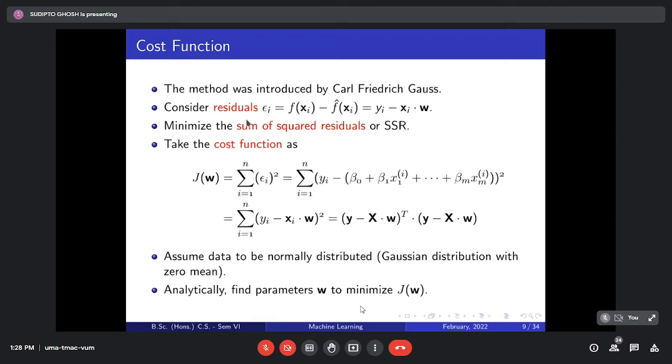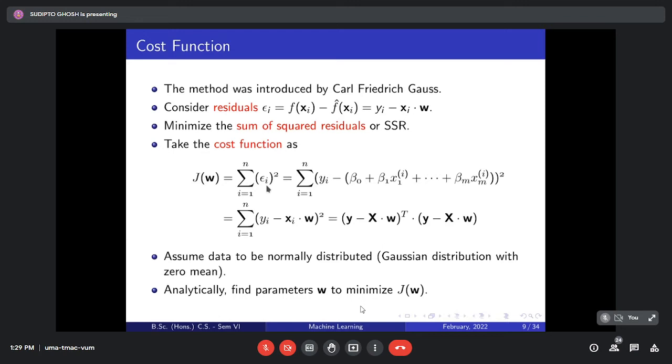Our job is to consider the sum of squared residuals. That just means take the square of each such residual and then sum it up. That will be called the sum of squared residuals, or residual sum of squares. It is called SSR or RSS, whatever you say. Some texts use the other term, the residual sum of squares. So in this text, we are given the sum of squared residuals, and that we will take to be our cost function. We have to minimize the sum of squared residuals.